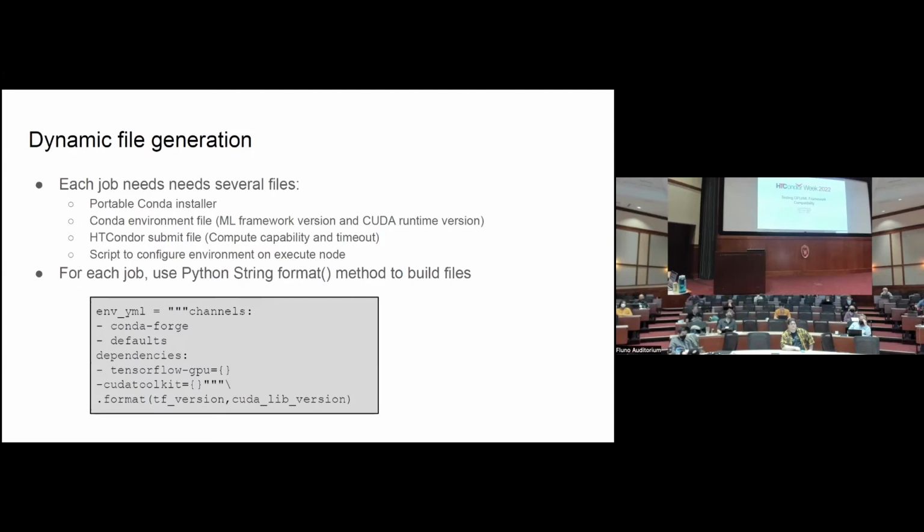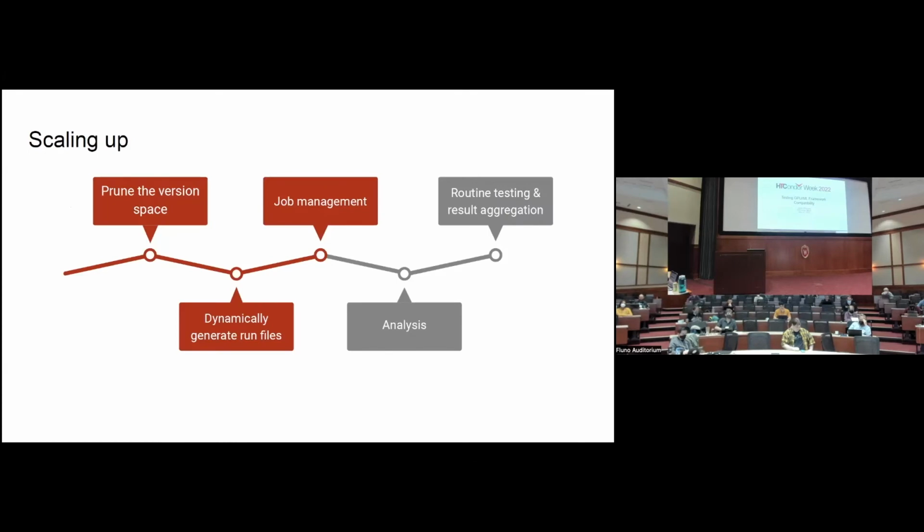So to dynamically generate these files, we're using just Python string formatting to pass versions that we're interested in into some kind of a text file. And then that gets written out on the submit node for HTCondor to use. So we have all the files we need. We've pruned back the version space. Now we need some way of running all the pre-processing to run all the tests that we're interested in and then to do post-processing.